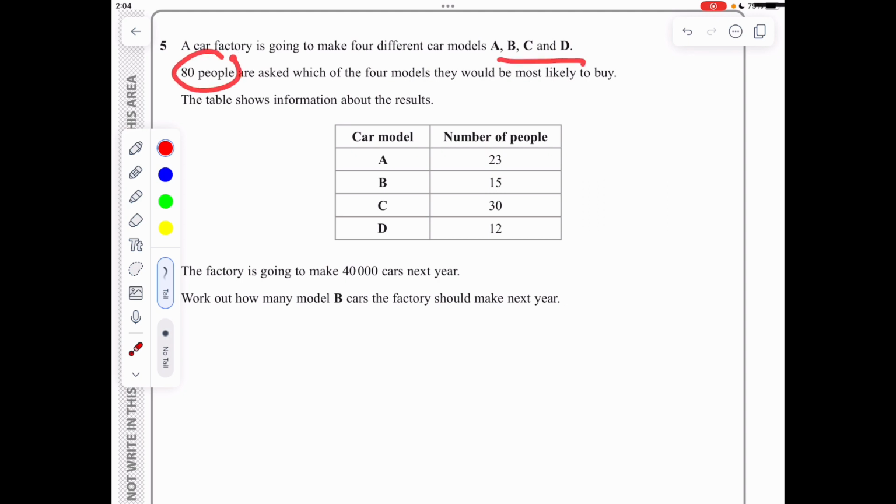and we've got 80 people asked on their preference. The table here summarizes the results, and take into account that next year the factory will be making 40,000 cars. We are asked to work out how many of these will be Model B cars. So we start by noting that the total here is 80, and the idea is that the proportion of people who said that they would go for Model B, so 15 out of 80, would be the same proportion in the total of the 40,000 cars that will be produced next year. So we simply say that 15 over 80 should be equal to x over 40,000.